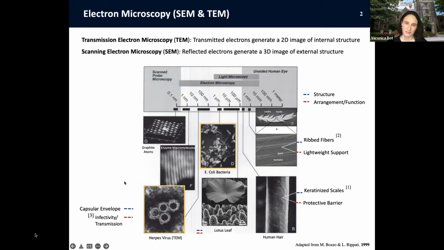So this chart really captures the utility of EM at various size scales. And it really shows us that EM is not only useful for gaining insight into the shape and size of biological structures, but also structure and function, which is something I'm so fascinated in. It's such an important concept in biology. So looking at the human hair, for example, these keratinized layered scales are associated with the strength of the hair cortex, which is interesting. We gain insight into that. Likewise, the papillary architecture of the lotus leaf is associated with its water repelling property.